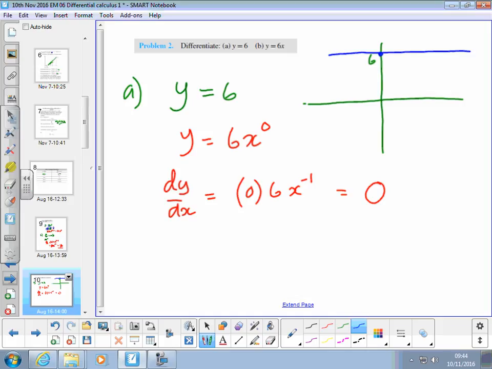So if we differentiate a constant in our function, the constant disappears. It doesn't matter whether that's 6, 10, 365, 10,286. The differential of it is nothing. It disappears. Okay? What about the next one then? y equals 6x.